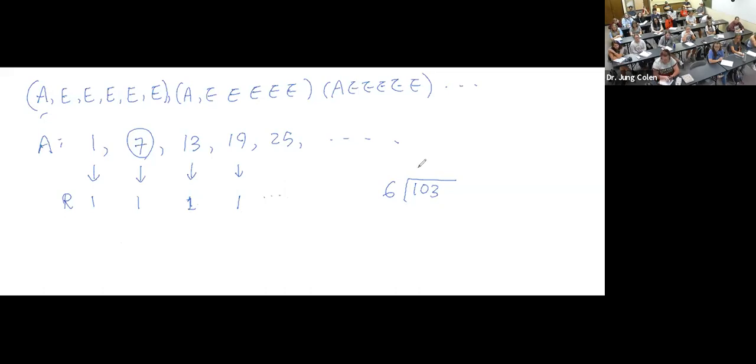1 cannot be divided by 6. This is small. Okay, so 1, then 6 times 1 is 6. Subtract. 43, 6 times 7, 42. What's the remainder? 1. So we know the 103rd term should be A. Yeah, we found it. Right? Okay, very good. So that's how you can find the 103rd term.